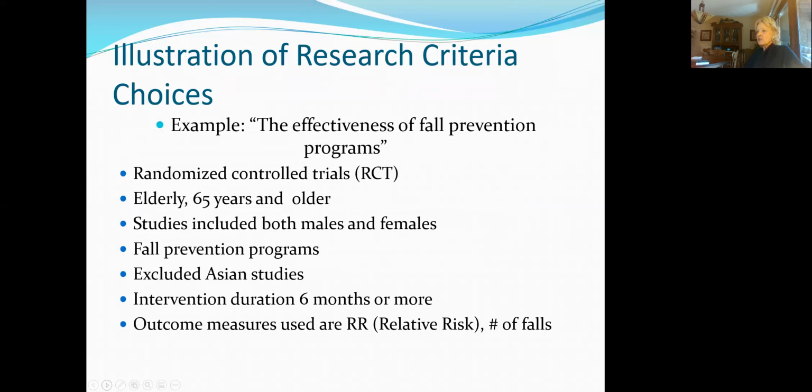So here's an example of the research criteria that she used: the effectiveness of fall prevention programs. She wanted randomized controlled trials, elderly, which she defined as 65 years and older, studies including both males and females, and they had to be about the intervention, a fall prevention program. They excluded Asian studies, and the intervention needed to be 6 months or more, and the outcome measures used were relative risk and the number of falls.